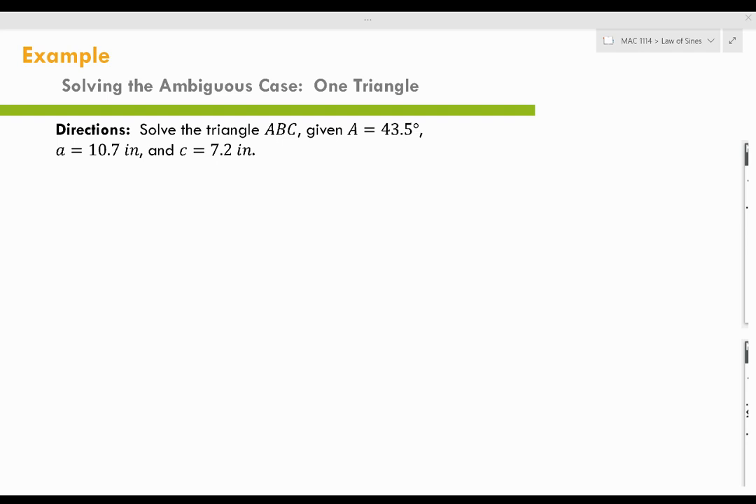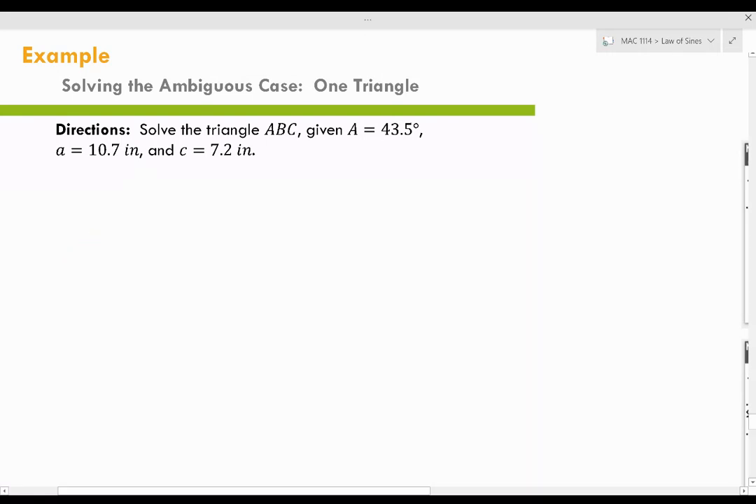All right, you guys, we're going to continue our discussion of solving oblique triangles using the law of sines. Okay, so let's look at this example. It says solve the triangle ABC given A equals 43.5 degrees, little a equals 10.7 inches, and little c equals 7.2 inches. So the first thing I'm going to do is draw a triangle.